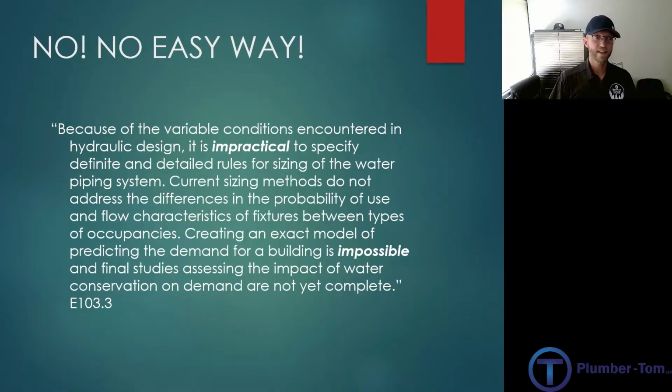It says, because of variable conditions encountered in hydraulic design, it is impractical to specify a definite and detailed rules for sizing of the water piping system. Current sizing methods do not address the differences in probability of use and flow characteristics of fixtures between types of occupancies. That's what I was talking about. A house is going to be much different than a stadium. Creating an exact model of predicting the demand for a building is impossible. And final studies assessing the impact of water conservation on demand are not yet complete.